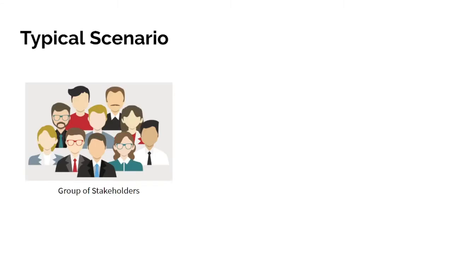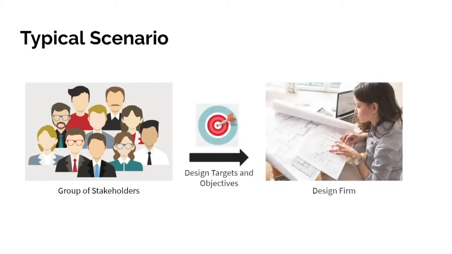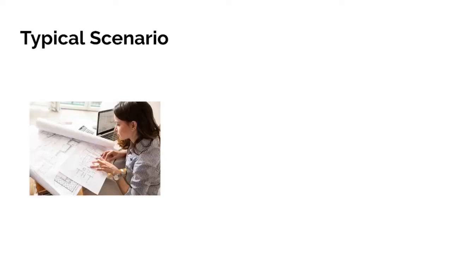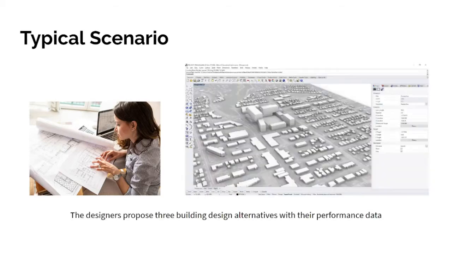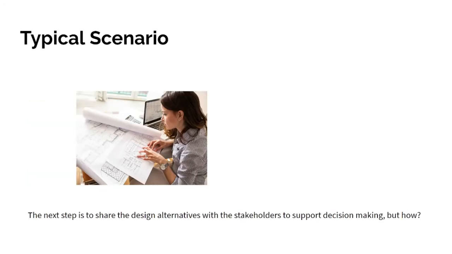So let's start with a typical scenario in architectural design. There is a group of stakeholders who want to design a building, so they have a set of design targets and objectives, and they go and share these with a design firm. Then, the designers at the design firm start developing a set of design alternatives as well as compute their relative performance. Then the designers want to share these design alternatives with the stakeholders to allow collaboration and to help them to reach consensus about which alternative to go with.